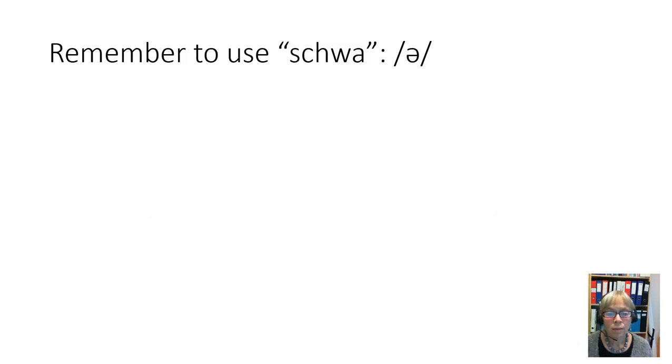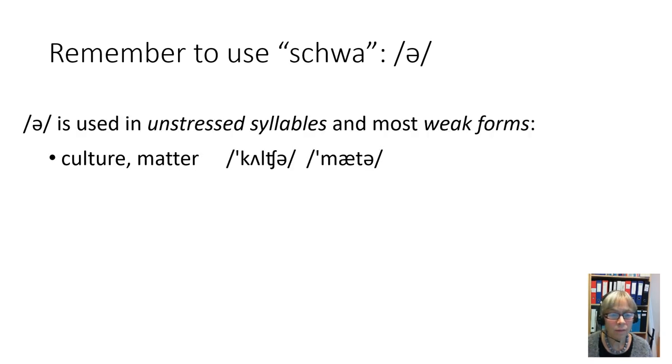The schwa, the unstressed vowel. The thing with it is to remember to use it. It's used in unstressed syllables and most weak forms. Here are some examples. Culture, matter, color, center.